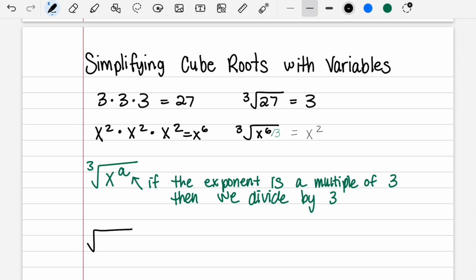If I had the cube root of x to the power of 16, well, 16 is not a multiple of 3, but 15 is. So how do you get 15? Subtract 1. So the cube root of x^15, and 15 is divisible by 3. That gives us x to the power of 5, with just one x left inside our cube root.